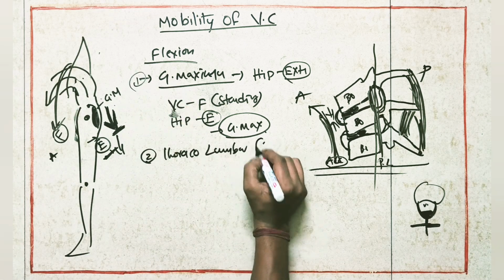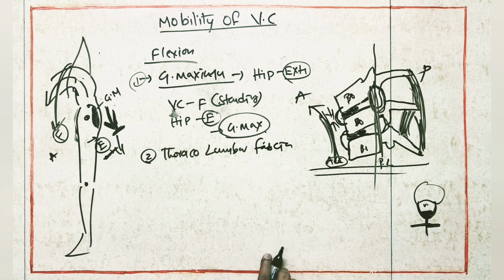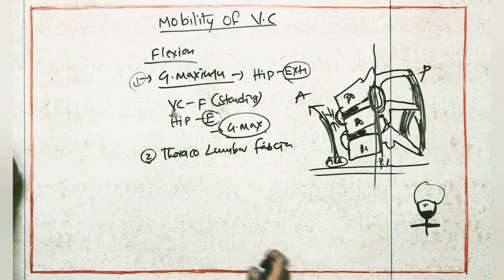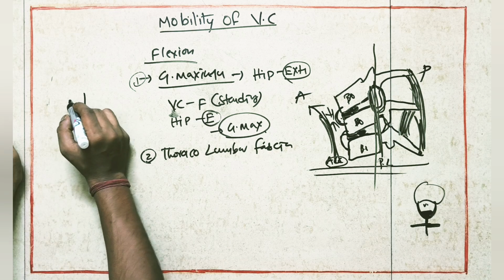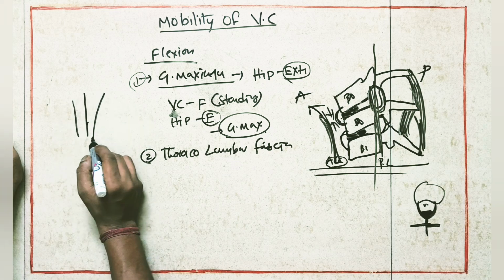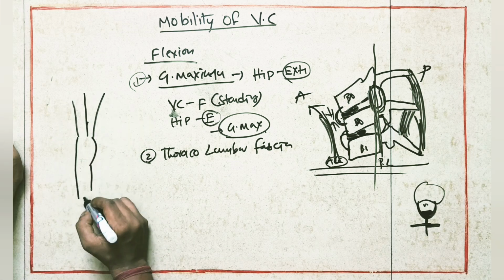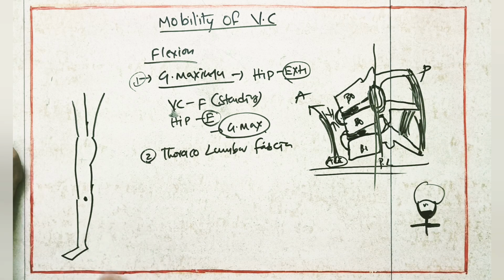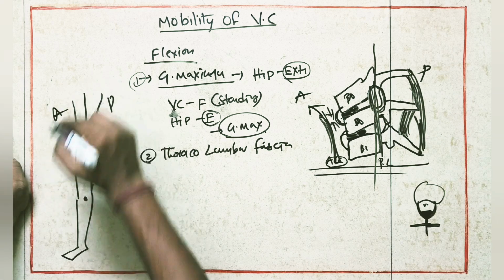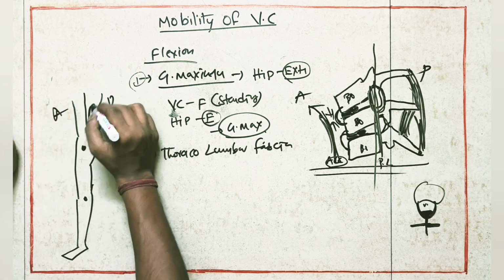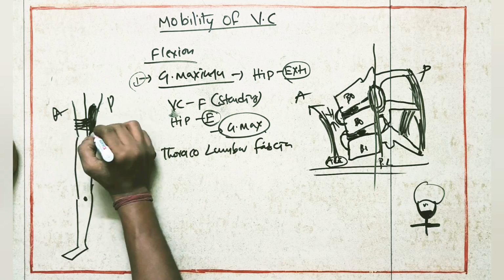thoracolumbar fascia. The presence of the thoracolumbar fascia: suppose this is our spine, this is anterior, this is posterior. This is our pelvic region, thigh region, knee joint. This is our patient. This is anterior, this is posterior. Here will be the hip joint. The thoracolumbar fascia will be here.